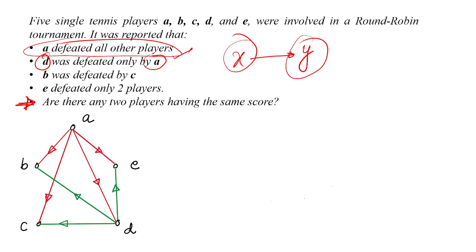That's it. Now B was defeated by C. So there is a match between B and C, and who defeated B? C. Then E defeated only two players. So here, in the match between A and E, E was defeated. In the match between E and D, D defeated E. How many players are remaining? B and C. So these are the players whom E defeated. So this is the match, and E defeated B and E defeated C. So arrows are going away.